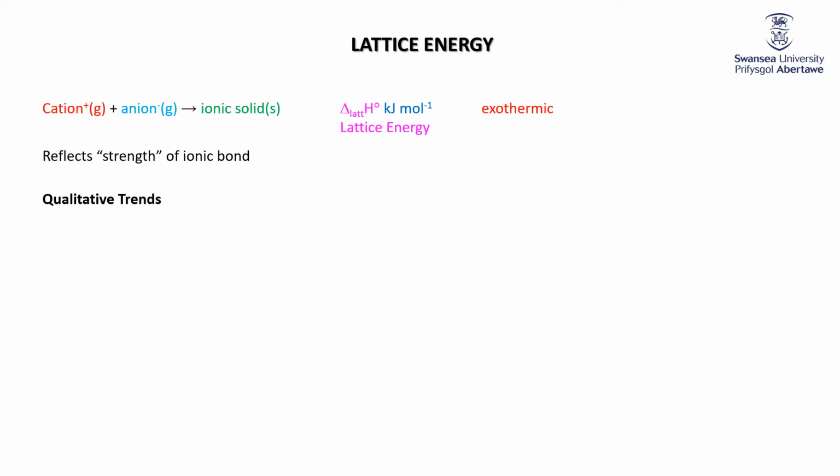Now, before we move into more nasty, disgusting calculations, we do need to mention a couple of qualitative trends in the size of lattice energy. First of all, charge. As the charge increases on the ions, the lattice energy increases, it becomes more negative, and that should be fairly obvious to you, right? If you've got a 1 plus and a 1 minus and a 2 plus and a 2 minus, you can imagine that the 2 plus and the 2 minus are going to attract each other more strongly than the 1 plus and the 1 minus.